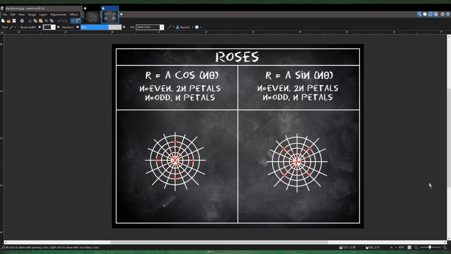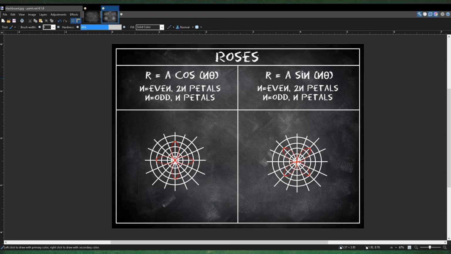And the fifth one we're gonna talk about is roses. The reason they call it roses is that the general equation is r equals a cosine of n times theta, where n times theta is in parentheses, and r equals a sine of n times theta. The n actually has really good importance. A is just gonna be a constant; it doesn't matter. But n is gonna be the most important factor for the roses.